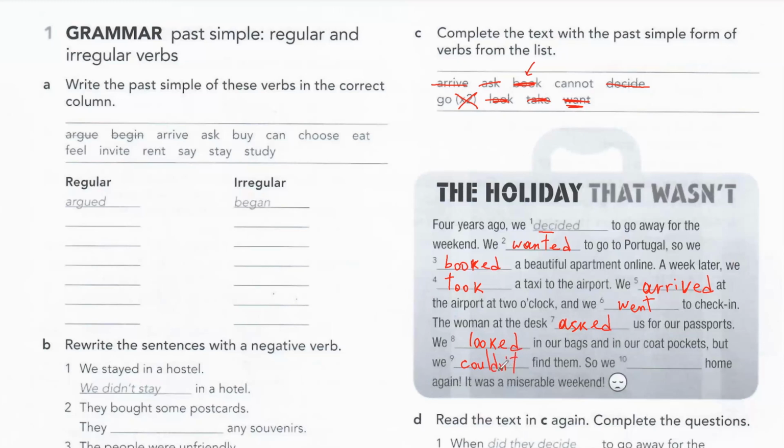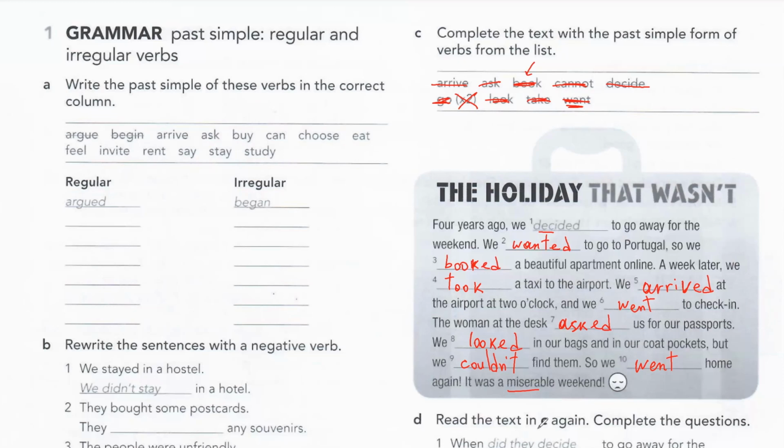We couldn't find them. So we went home. So we went home again. It was a miserable weekend. Miserable means very unhappy. Okay, so that's done.